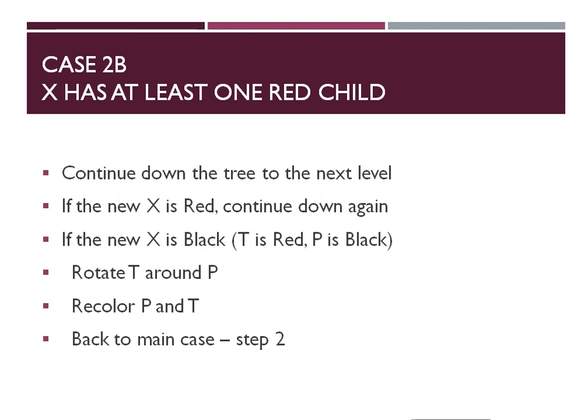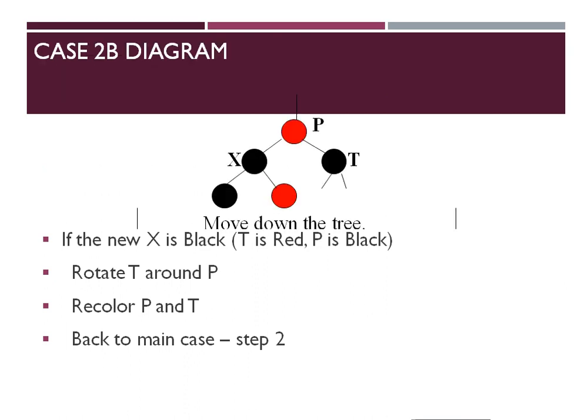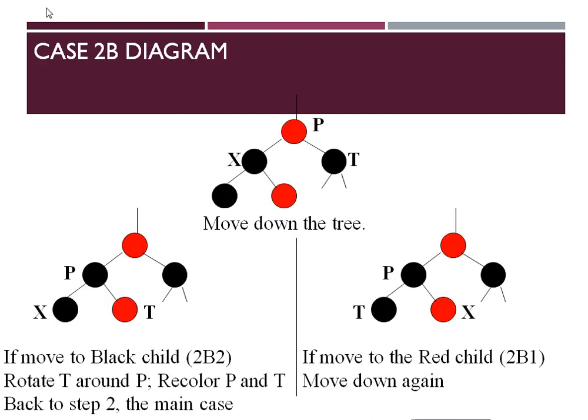where in case T is red and P is black, then you need to perform some rotation. Rotate T around P and then do recoloring of P and T. And back to the main case, you'll have to check step number 2. So doing so, you'll get this kind of diagram which is shown here. You'll be moving down the tree.